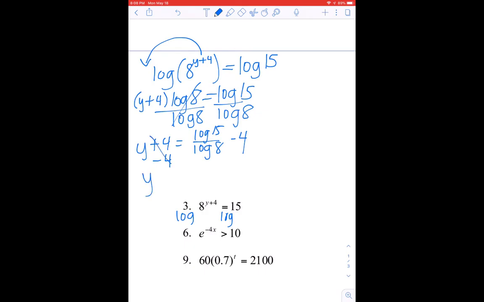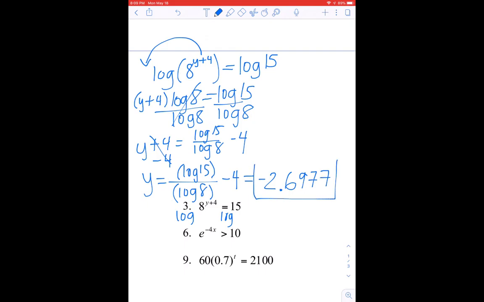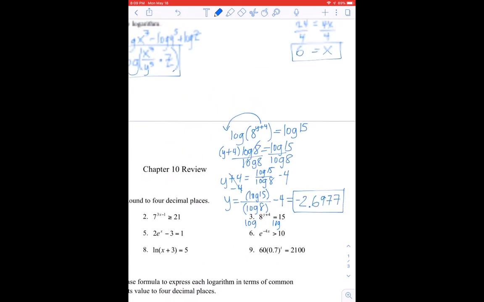So all we have left is y equals, and then in your calculator you're going to put whatever's on the top in parentheses over whatever's on the bottom in parentheses, and then subtract 4. So you're going to do the division first and then minus 4. If you plug it into your calculator correctly, you should get 2.6977, and you have to take it to 4 decimal places. So make sure you include all 4 of those decimal places, round up if you need to, and down if you need to.